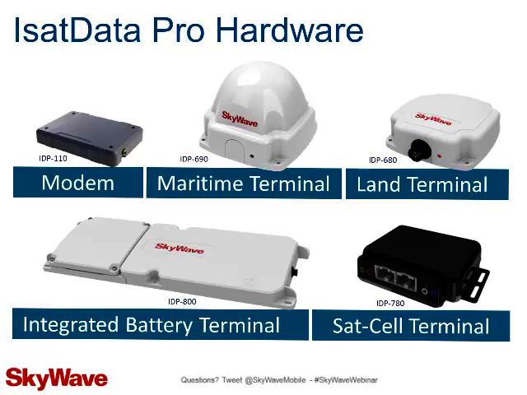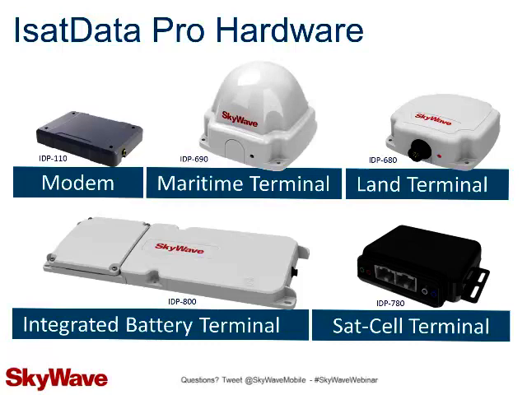The IDP800 has a built-in compartment for rechargeable or non-rechargeable batteries. The slim profile of the terminal is designed so that it may fit in between the grooves of trailers and containers. Finally, the IDP780 is a dual satellite-cellular terminal that's designed for customers who want to leverage cellular connectivity in urban areas and satellite for remote areas.